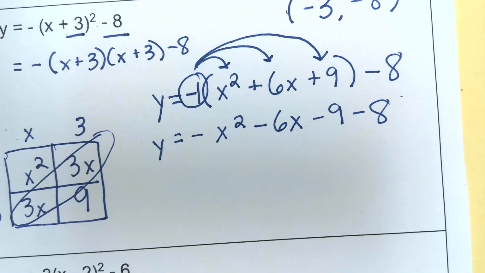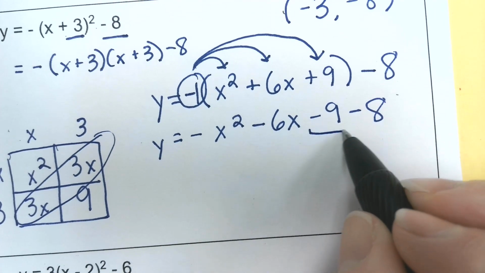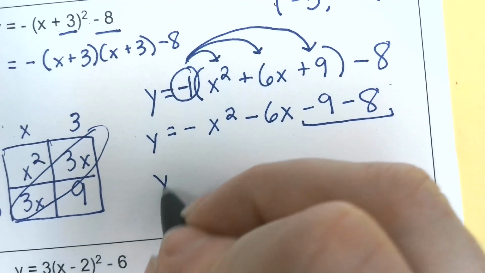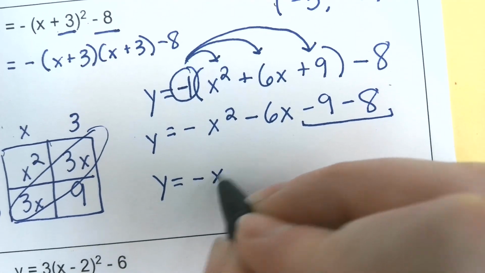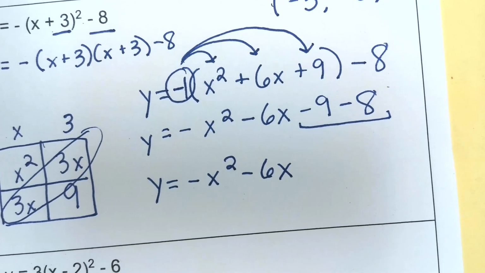Okay, we need to combine like terms. So the only terms that we can combine are these guys at the very end because they are just constants. They have no variables. So y equals -x squared minus 6x. Now we got to figure out what -9 minus 8 is.